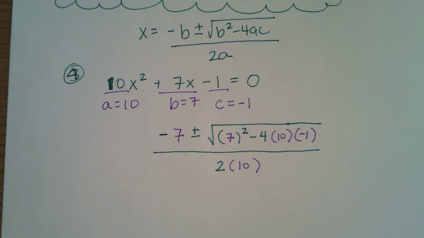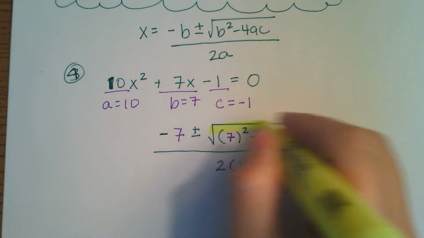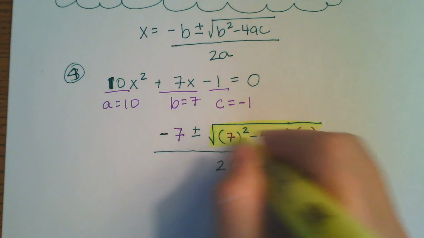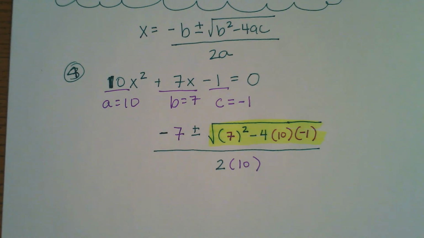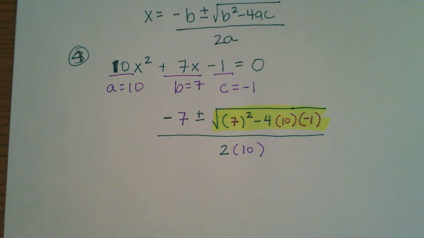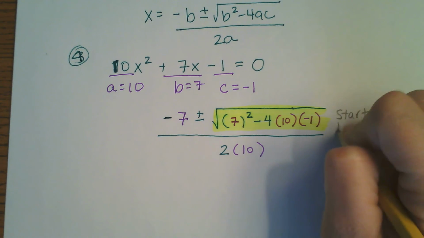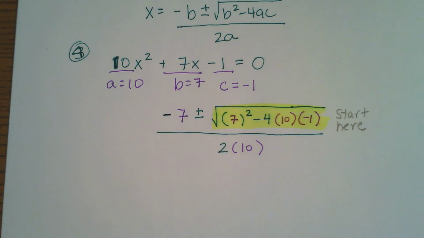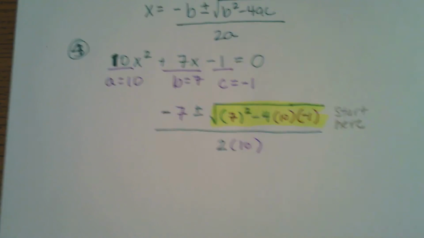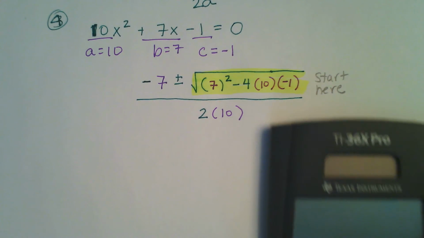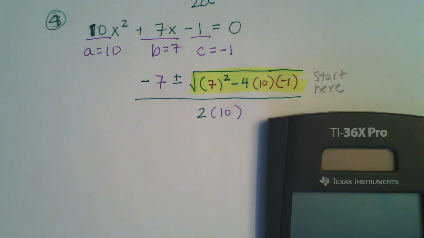So, of all the things in this formula, this square root part is really the only place where we're probably going to do math. So I want to start here. And it would be very helpful if you had a calculator to help you with this. Would anyone in the room like a calculator?